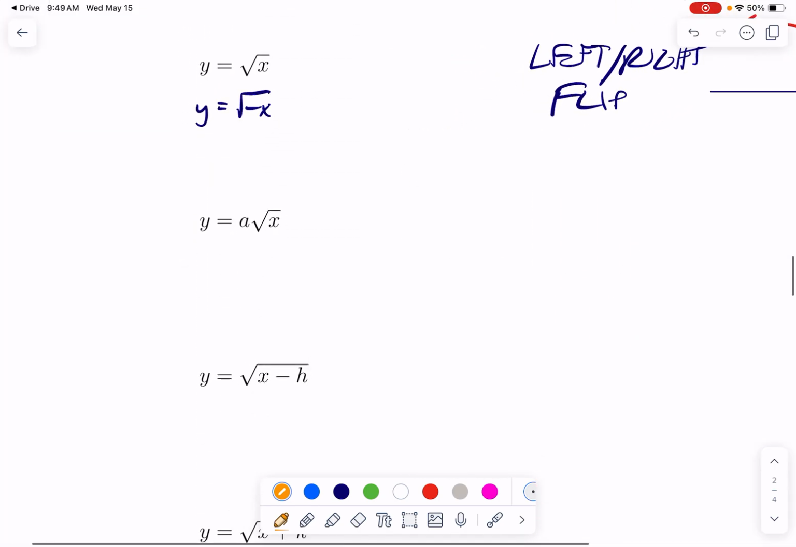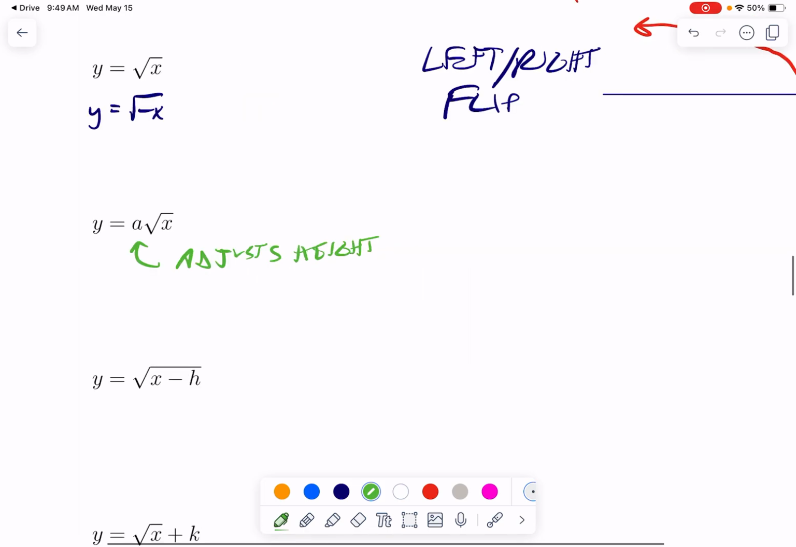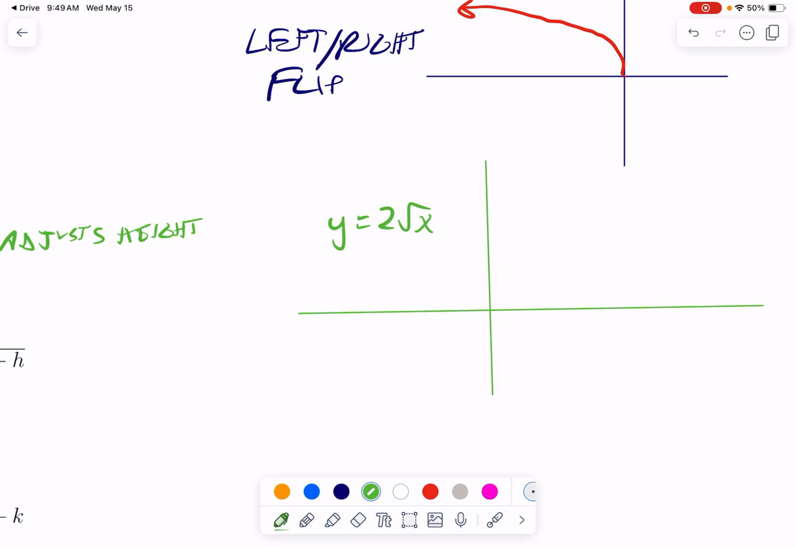Okay, if we multiply by a number, that adjusts the height. If a is bigger than 1, it gets taller. If a is smaller than 1, it gets shorter. So for example, just for concreteness, if I had y equals 2 times root x, it'd be the same general pattern, but twice as tall. Instead of a point at 1, 1, I would have a point at 1, 2. Instead of a point at 4, 2, I'd have a point at 4, 4. So it would still be half of a sideways parabola, but it would be taller.